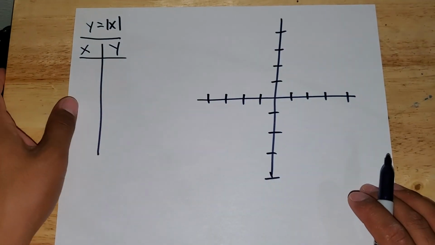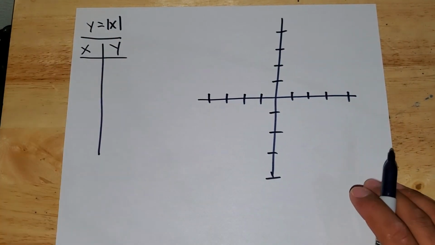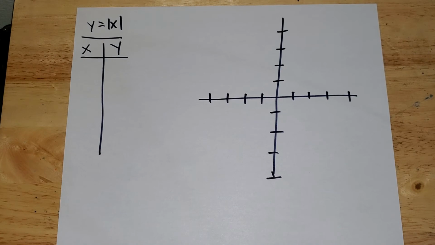So, same as before. I can choose x's, but let's remember, don't just jump straight into the problem like a robot. Let's think about this. What did we say absolute value meant? Absolute value meant the distance away from 0. So that means anything that comes out of the absolute value is going to be positive. And that's the only thing that we did with absolute value.